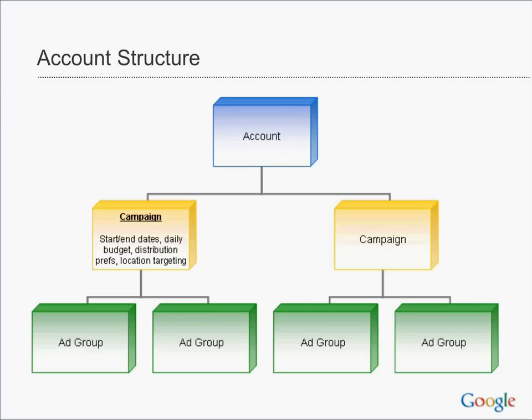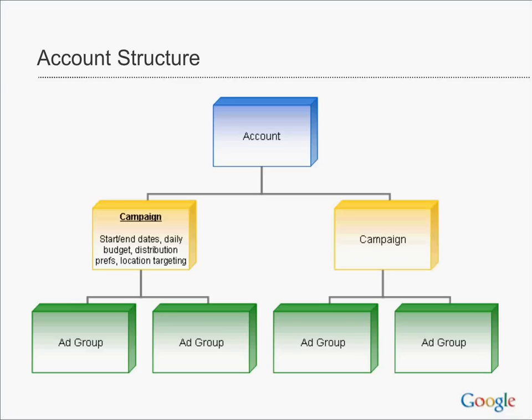Now, campaigns carry a lot of settings, which you're going to want to familiarize yourself with, but some key settings to keep in mind are the start and end dates, the daily budget, distribution preferences, and language and location targeting. Let's take an example of a campaign one of our resellers might want to run, just to make sure we understand how each of these settings can apply to a real campaign.